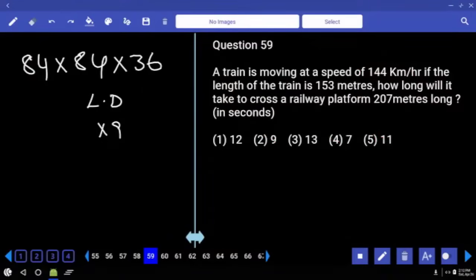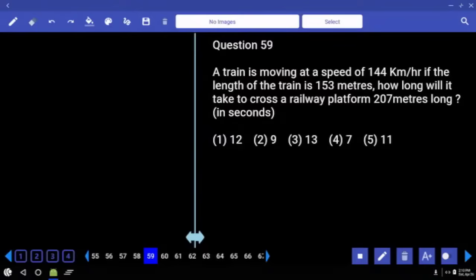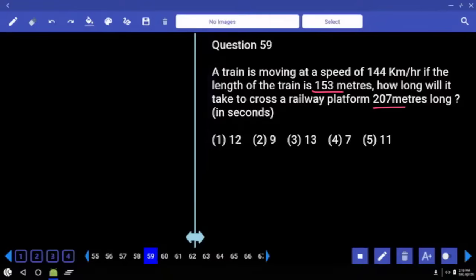A train is moving at a speed of 144 km per hour. If the length of the train is 153 meters, how long will it take to cross a railway platform 207 meters long? If a train crosses a platform, the distance covered is the platform length plus the train length, correct? 153 plus 207, 360 meters.